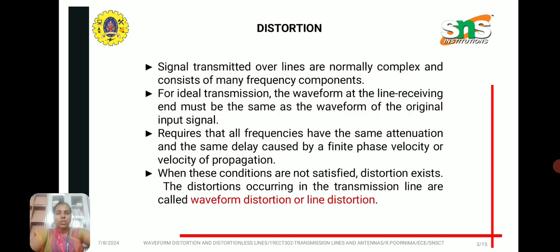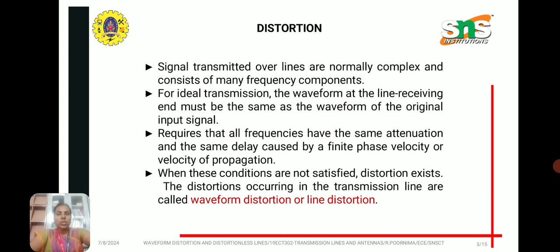So what is distortion? A signal transmitted over the lines is normally complex and consists of many frequency components. For ideal transmission, the waveform at the receiving end must be the same as the original input. It means all the frequencies must have the same attenuation and the same delay, caused by finite phase velocity or velocity of propagation. When these conditions are not satisfied, distortion exists, so we are not going to get the original input signal.